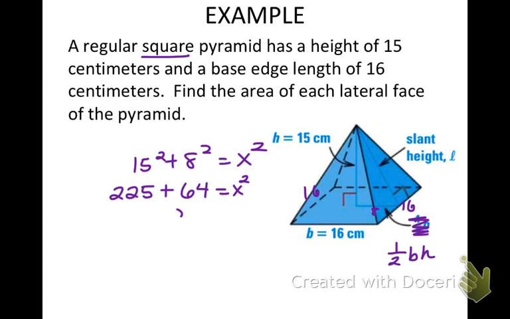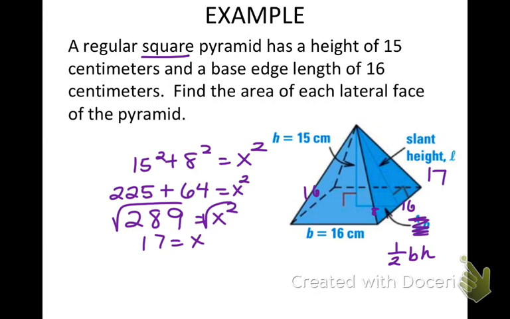So 4 plus 5 is 9. 6 plus 2 is 8. Bring down the 2. Is that a perfect square? 289? It is. It's 17. So square rooting gets me 17 is equal to x. That means my slant height in this diagram is 17. So how would I find the area of just one of those triangles?